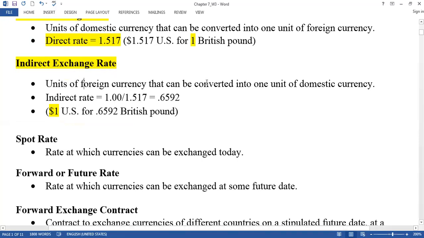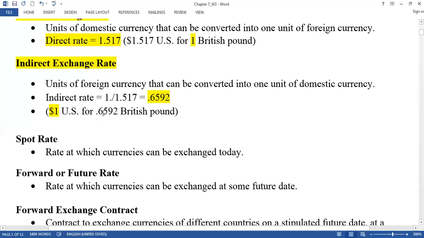And if your question gives you foreign currency, and you want to convert it into your own currency, this is the formula: 1 divided by the rate becomes the indirect rate. So now what is the meaning? That means if you want to buy $1, then you have to pay 0.6592 British pound. That means foreign currency converted into 1 unit of your own currency.